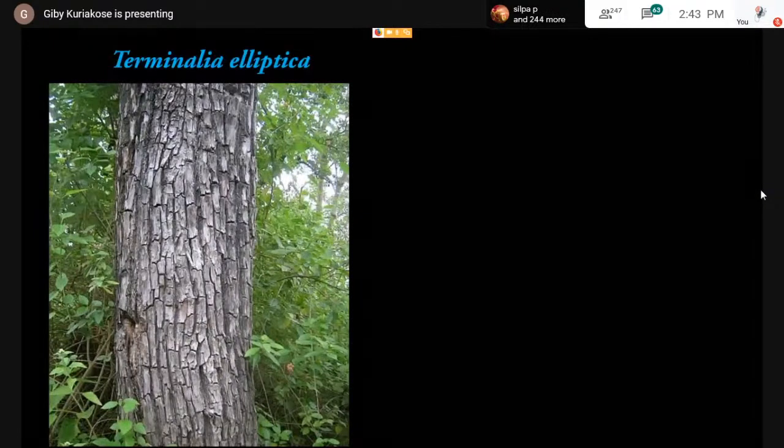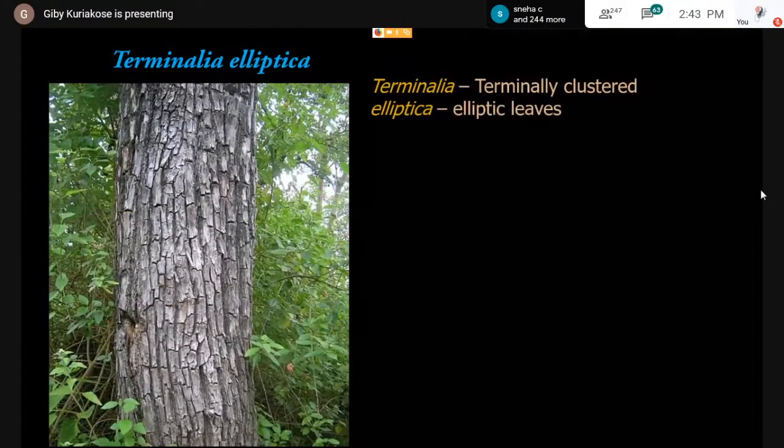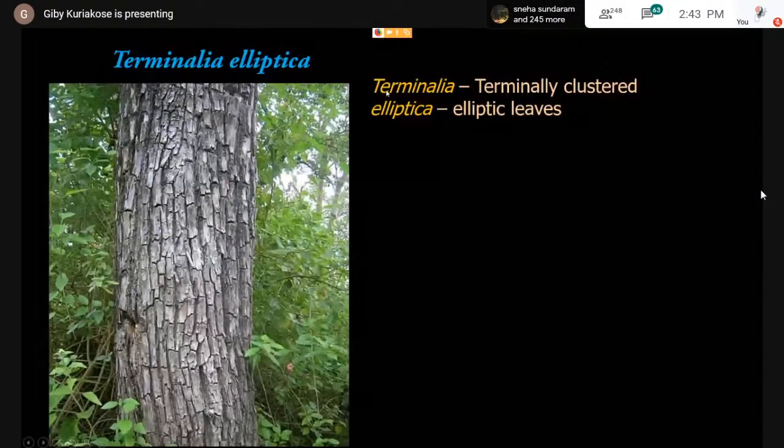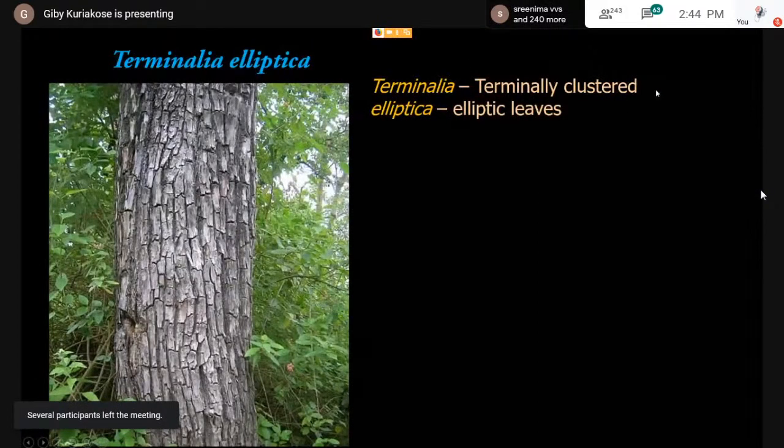Okay, you might have seen this plant, Terminalia elliptica, and we know that this is the crocodile bark tree because it is analogous with the crocodile skin. And there are 2 terminologies. One is Terminalia, and Terminalia means terminally clustered.